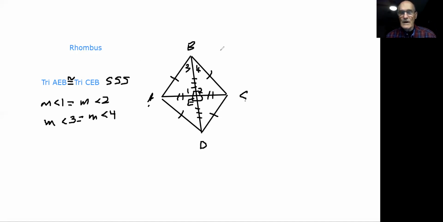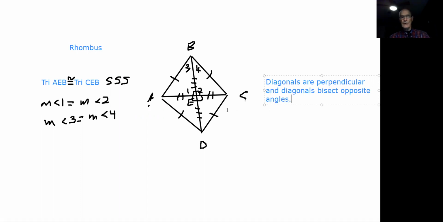So the two new properties that we have for rhombuses, rhombi, are that the diagonals are perpendicular and the diagonals bisect opposite angles. Okay, so those are the new properties in addition to the properties that exist for parallelograms.